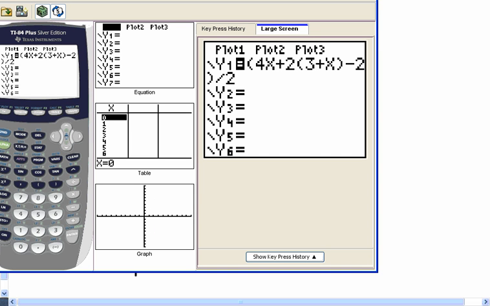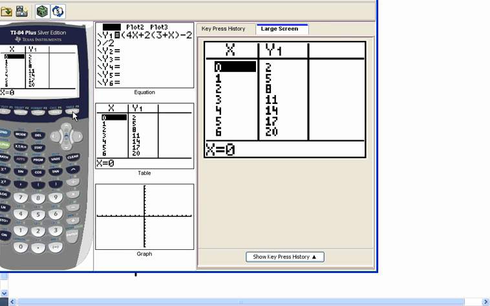Now that the equation's in there, I can go to my table, and I have all kinds of x values. When x is 0, y is 2. When x is 1, y is 5. When x is 2, y is 8. And notice these keep going up at a constant rate of 3: plus 3, plus 3, when x goes up by 1. So the slope is 3 divided by 1, and it is indeed linear, since the table is going up at a constant rate.